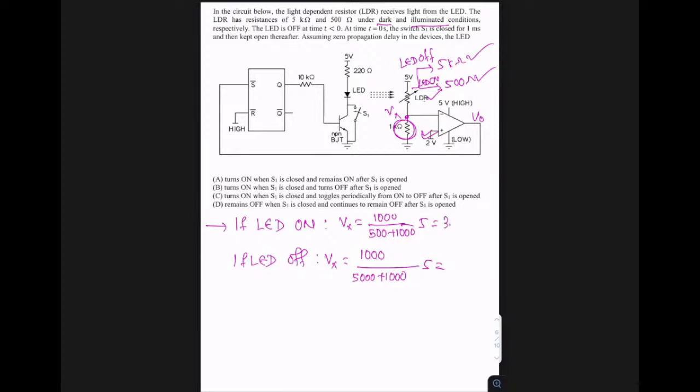So this is coming 3.33 volts. And this is 5,000 divided by 6,000. So this is basically 5 by 6. So what is 5 by 6? It is 0.83 volts.